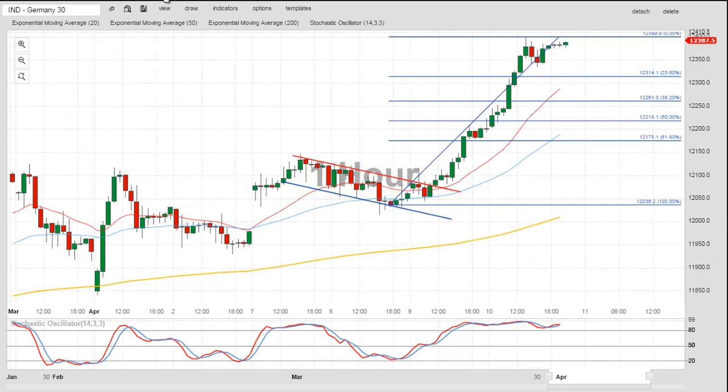Let's look at something else. This is DAX, German 30, a fairly significant consolidation and a breakout. Well done to all of you who traded this breakout. This does appear to be a J curve. It's almost a parabolic or a vertical move higher.